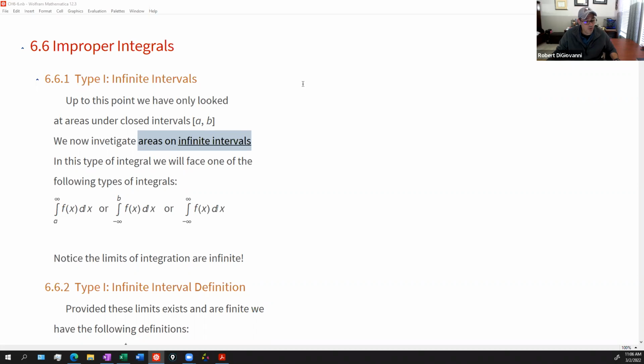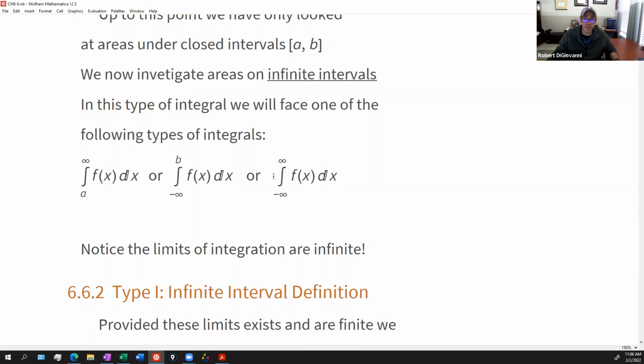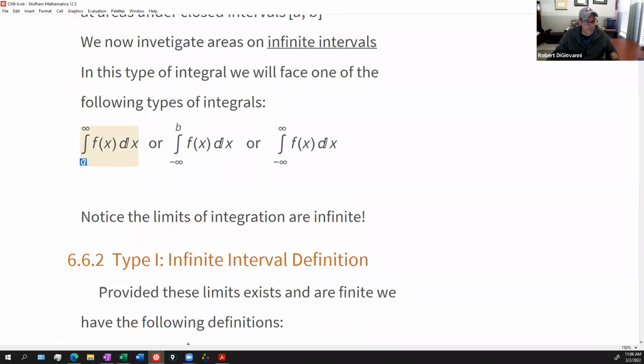All right, so when we're looking at these improper integrals, this is the way that the integral notation is going to look. It's going to be different than what we've seen before. So instead of going from A to B, it might be A to infinity, or negative infinity to B, or it could be negative infinity to infinity, which means you want the area under some graph in both directions forever.